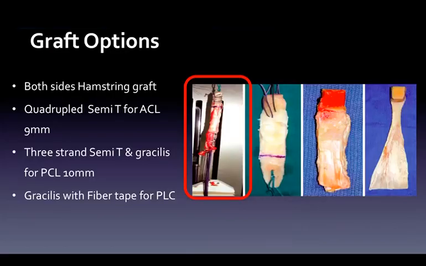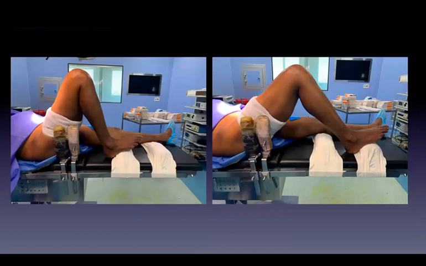So what are the graft options? We took both hamstring grafts from both the sides, and the quadruple semi-T was used for ACL. It was 9 mm. A three-stranded semi-T and gracilis was used for PCL, which was almost 10 mm, a good graft for PCL, and the gracilis with fiber tape was used for PLC Larson's procedure.